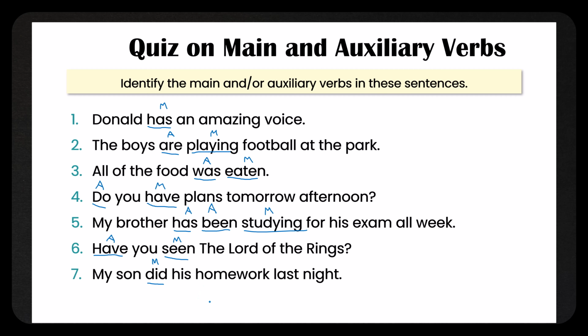And as we discussed, sometimes do and have and be are main verbs, and other times they are auxiliary verbs. So always try to locate the main verb or any verb in the sentence, and then you can determine which is the main verb and which is the auxiliary verb, if there are any in each sentence. Okay, so let me know how many you got correct out of 7.